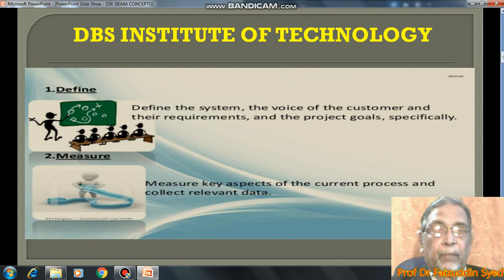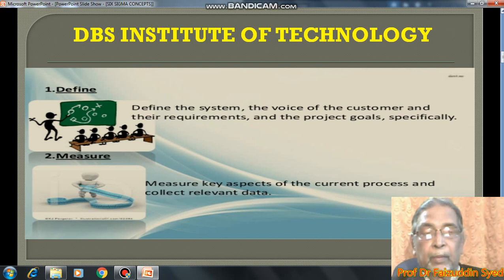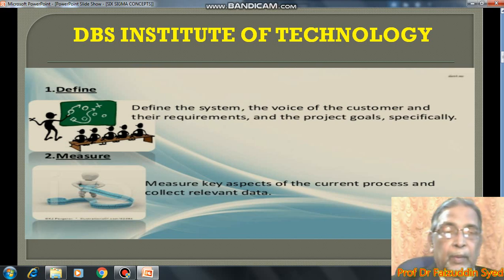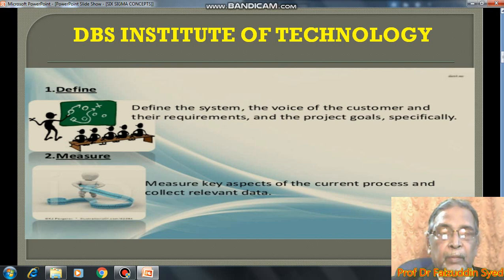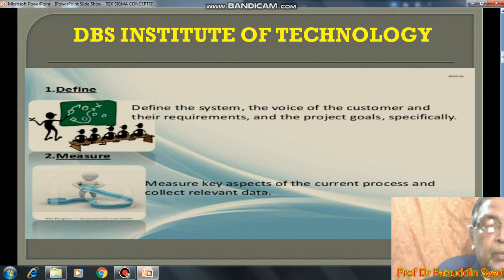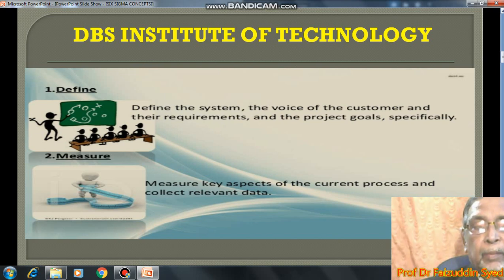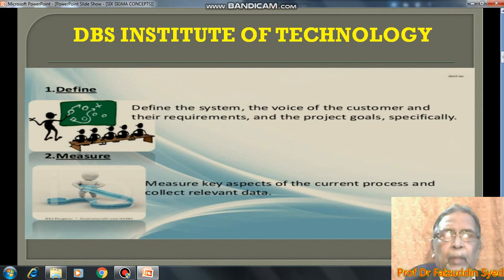Define the system, the voice of the customers and their requirements, and the project goals specifically. You need to define each and everything, the system and the voice of the customer, what the customers are saying and their requirements. Customers are never satisfied always. Always they want some change. That's why we'll have to define the system, collect the voice of the customers, then finally we'll have to reach the project goals.